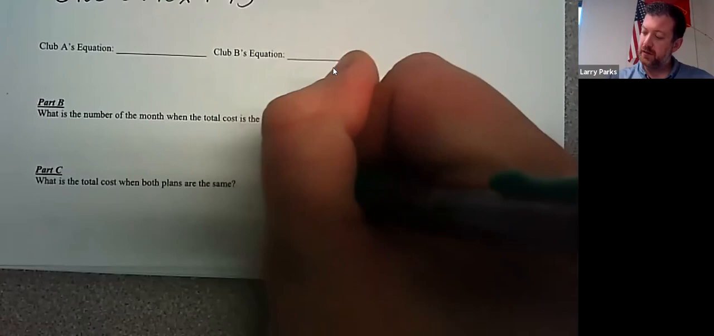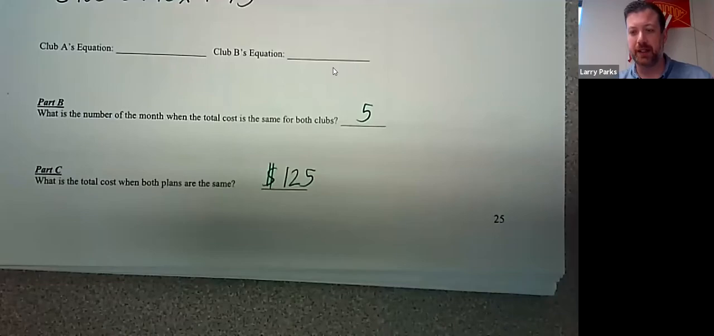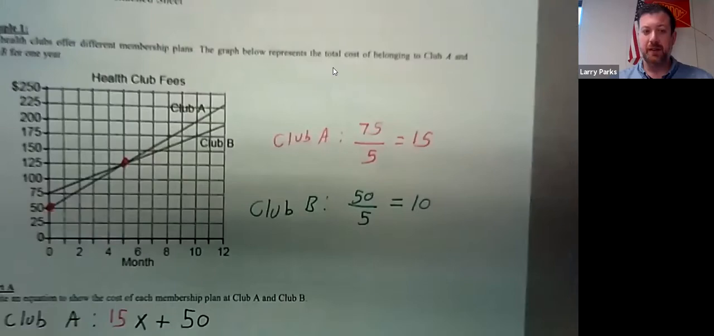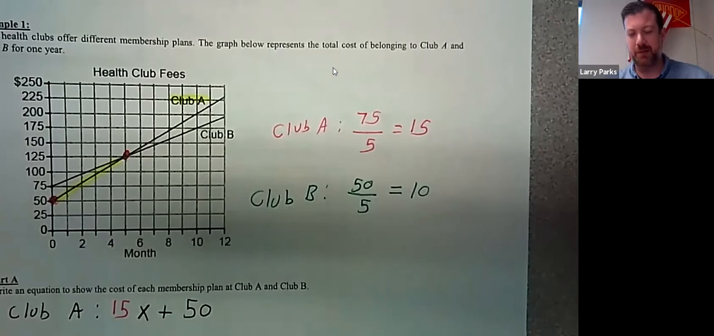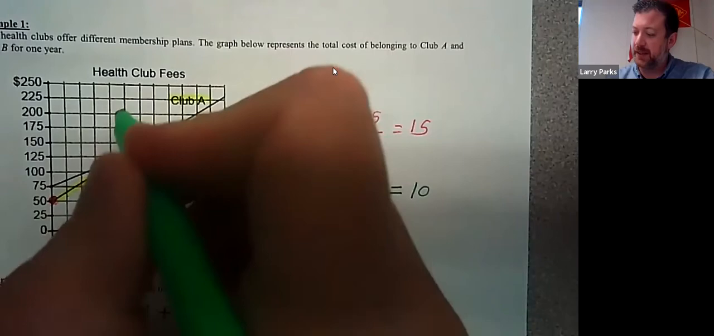So then the question may be, okay, which club should I pick? Well, if the clubs are equally the same, my suggestion for you would be from here to here, that's Club A. If you know that you're only going to have the membership for 5 months or fewer, then I would go with Club A. If you're going to be dedicated and keep going after 5 months, then you should switch. You should start off with Club B.